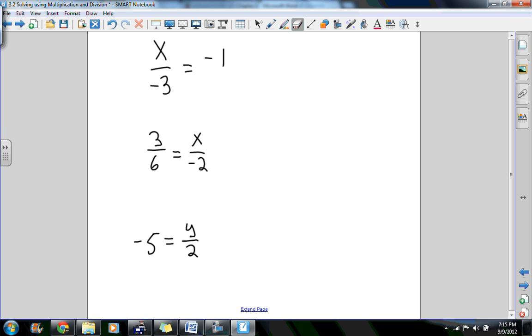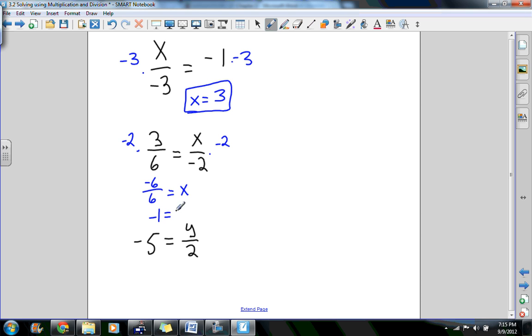All right, let's see how we did. This one we had to multiply by -3 on both sides. So x equals +3. For this one, multiple ways. We could have cross-multiplied, or we could have multiplied by -2. I'm going to multiply by -2 here. So I get -6 over 6 equals x. So -1 equals x.